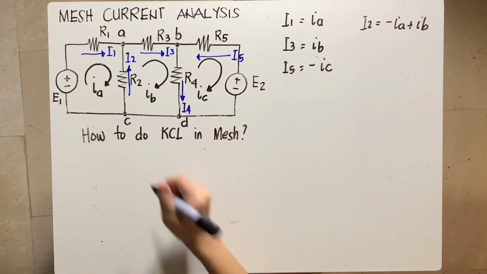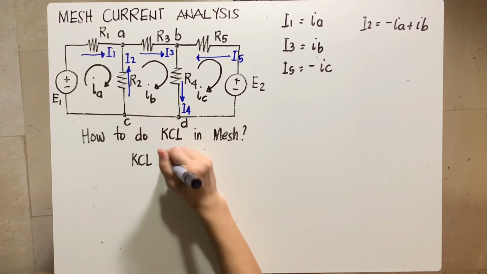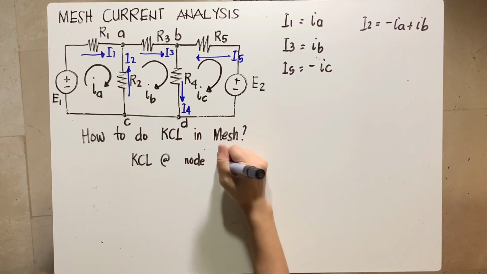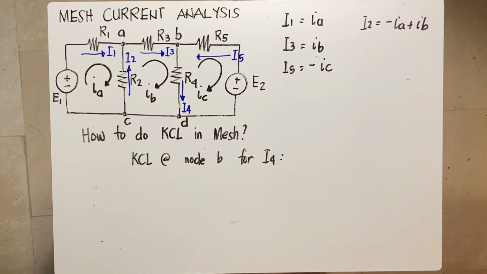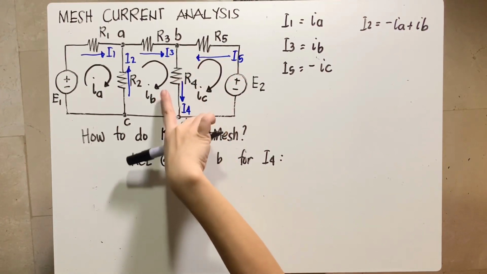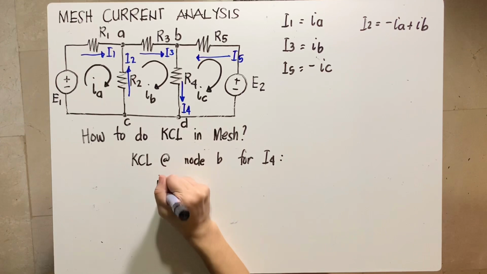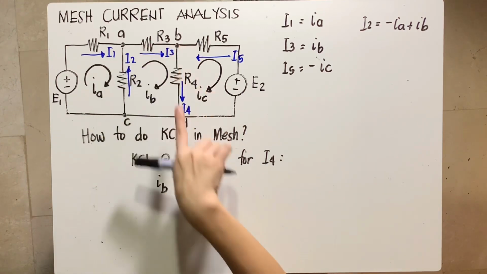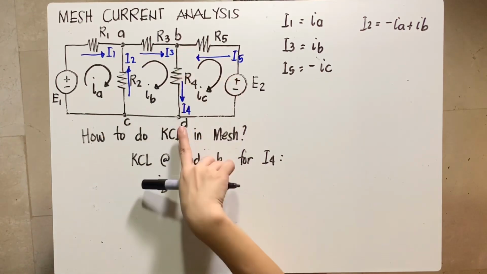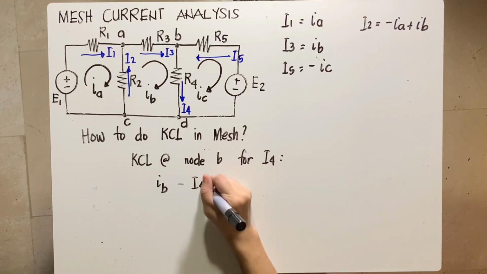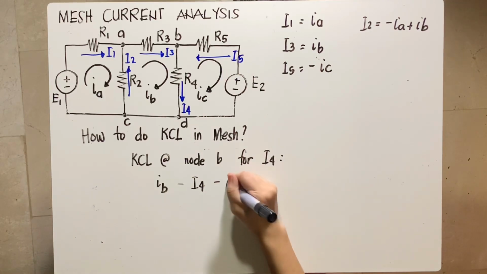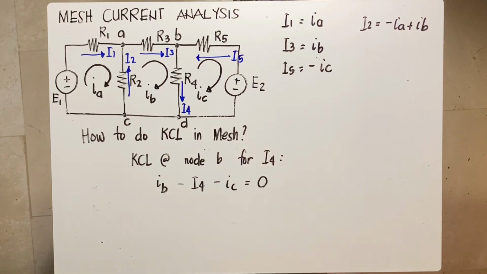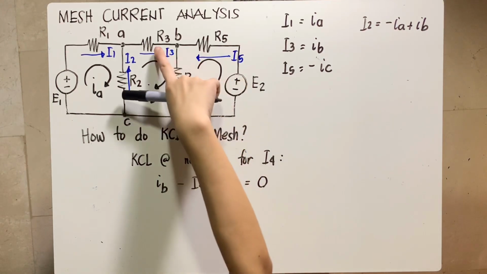So, if I'm going to do KCL, I can do KCL at node B for I4 para ma-solve ko si I4. And if I KCL at node B, tanda ba? Vertical to. So, yung nasa kaliwa, papasok sa taas. Positive IB. Papasok si IB sa taas. From node B, paalis si I4, so negative si I4. And then, yung nasa kanan, lalabas yun sa taas, di ba? Leaving. So, negative yan si IC. Equate to 0.